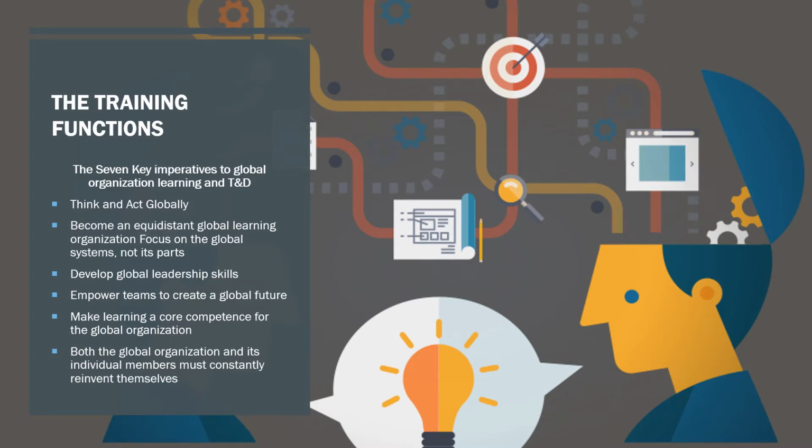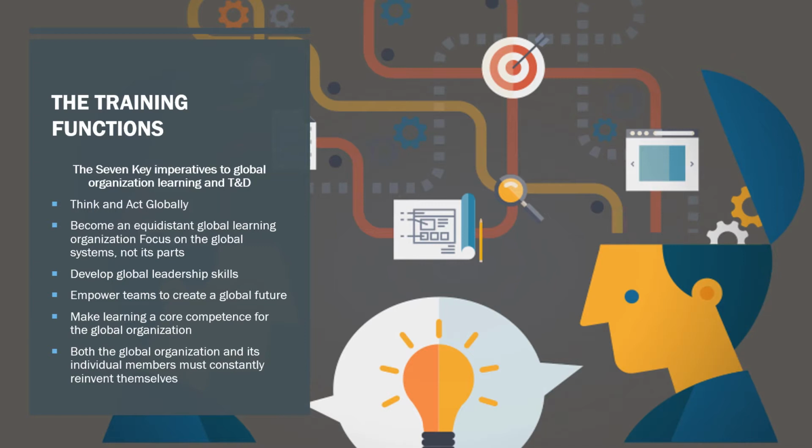Here I will go over the 7 key imperatives to global organization, learning and training and development. The first is think and act globally. A global enterprise must think about and prepare for a presence in all the critical markets in the world, not just in its home region.